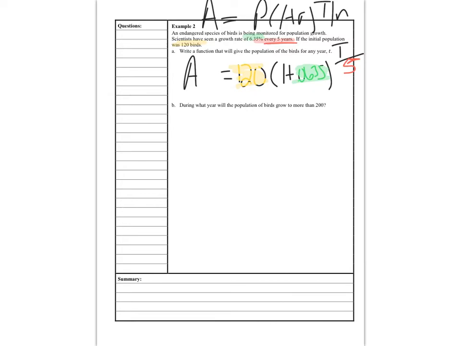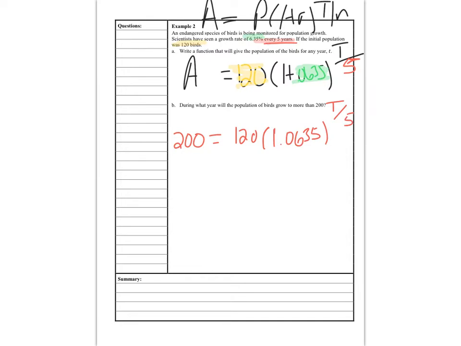So we have to plug in 200. So 200 is the final amount. So it would be 200 equals, then we have our 120, and 1.0635. Apparently I have to write ridiculously slow to get this to work, which doesn't help with my messiness.